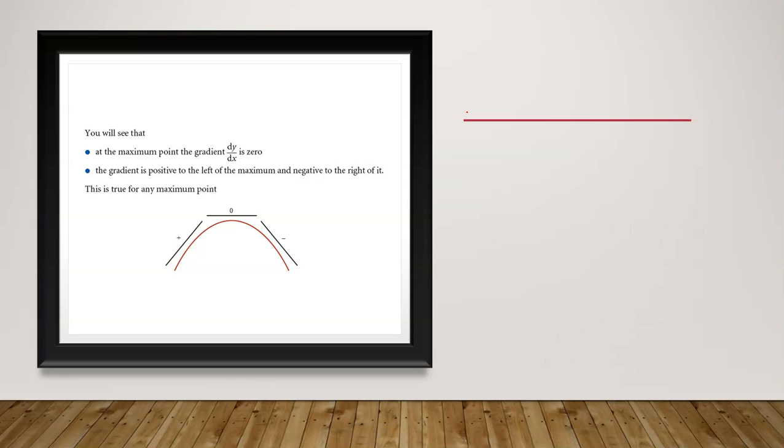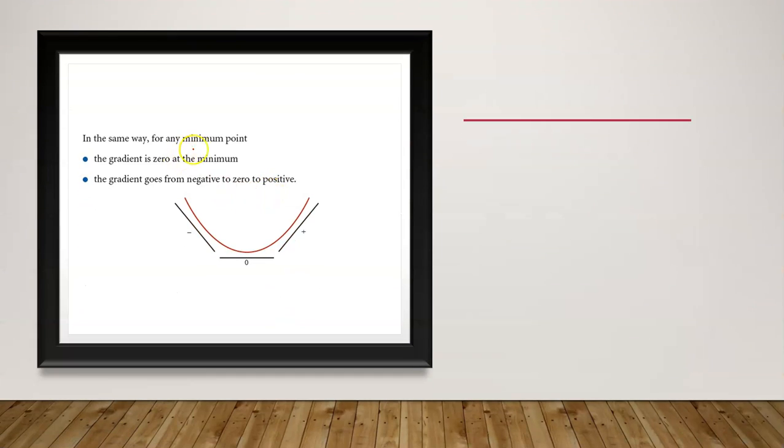So from the graph here, you will see that at the maximum point, the gradient dy over dx equals 0. We can see that the gradient is positive to the left. Here there is only one coordinate. From the coordinate here to here, the gradient is positive, and then from here to here, the gradient is negative because it's going down. It is a straight line.